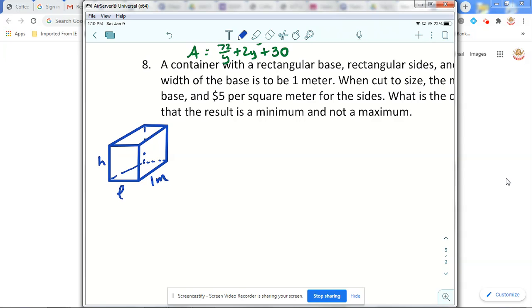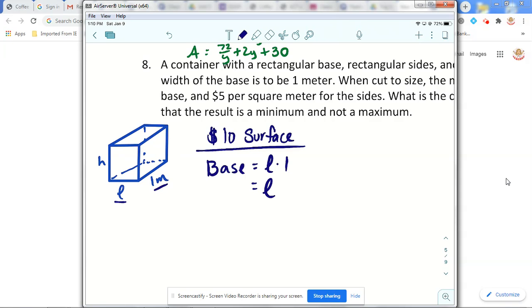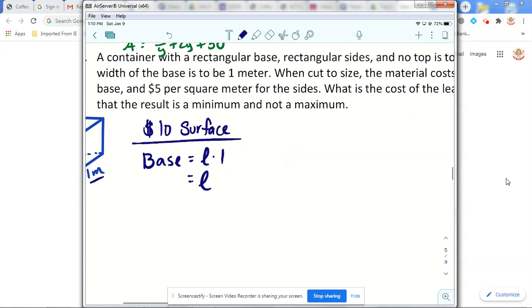Okay, this one's got a lot going on. So let's just start with the $10 surface. So that's the base. And so our base is going to be the length times the 1 meter, or just L. Okay, and then we'll look at the $5 surface.